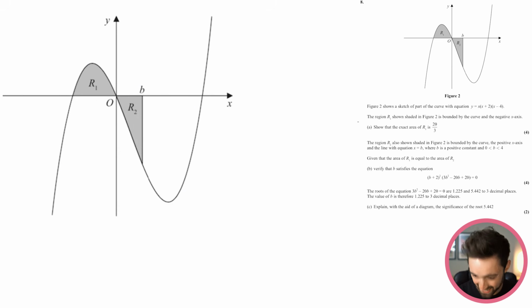Part C, it continues. The roots of the equation 3b squared minus 20b plus 20 equals 0. So that's the quadratic in that second bracket of the thing that we just derived. The roots are 1.225 and 5.442. The value of b is therefore 1.225, so that makes sense because we're told that b is between 0 and 4, to 3 decimal places.